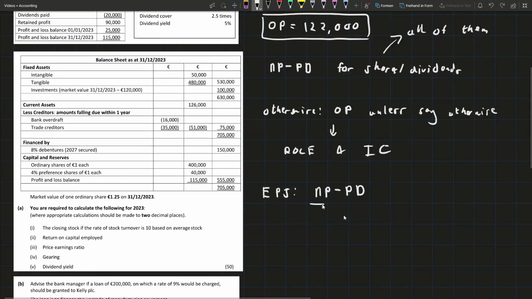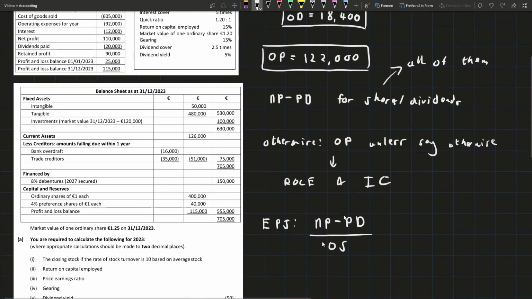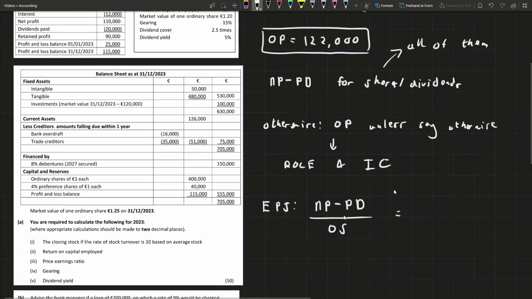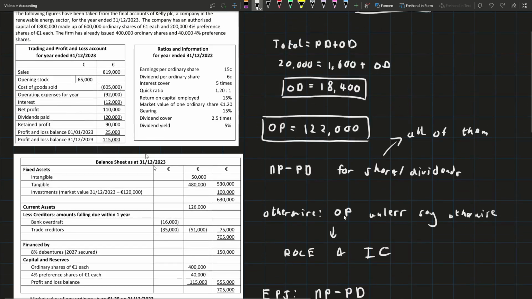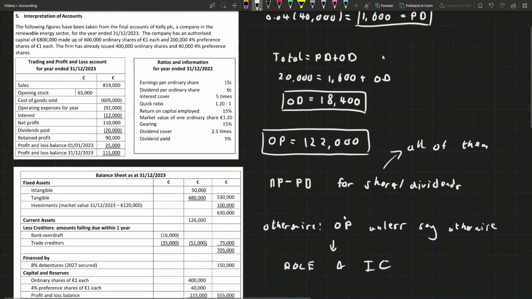And we want earnings per share. So we just divide. We have our earnings, per means divide, and then the number of ordinary shares. Whenever it says share here, or it says per ordinary share, we divide by ordinary shares. How many ordinary shares do we have? We have 400,000, as you can see there. So our net profit is 110,000 minus our preference dividends, which is 1,600.